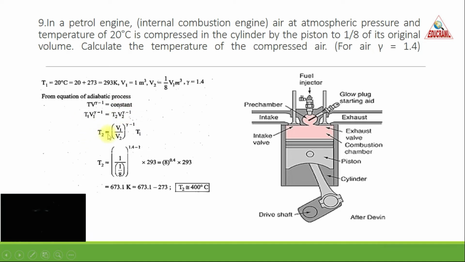So reversing this formula we get T2 is equal to V1 by V2 the whole power gamma minus 1 into T1. V1, the value you have to substitute it as 1. V2 is 1/8. So 1 divided by 1/8, the whole power 1.4 minus 1. So the denominator will move on to the numerator. So simplifying, you get 8 power 0.4 into 273, which is equal to 673.1 Kelvin.